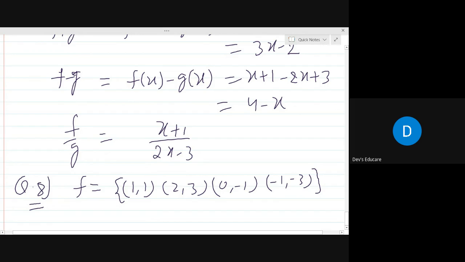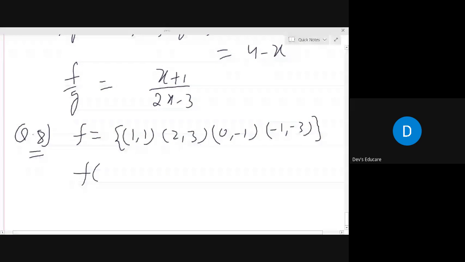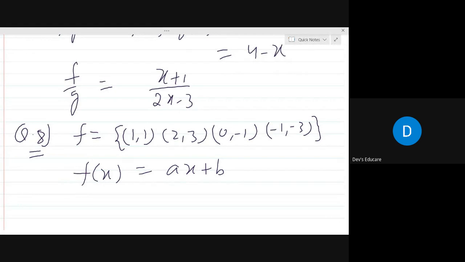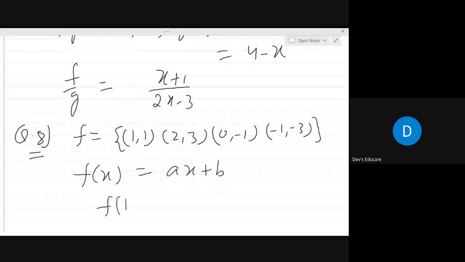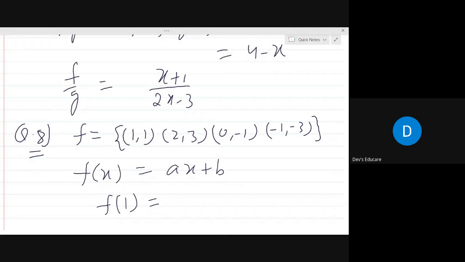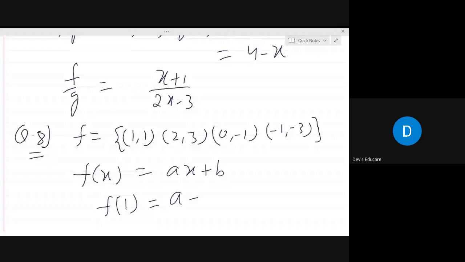So the first element represents the domain and the second element represents the range. We have to find the values of a and b, and we have been given the function f(x) = ax + b. Muskan, can you tell me what is the value of f(1)? Yes, a + b. That is correct. But if we take from this relation f, what will be the value of f(1)?